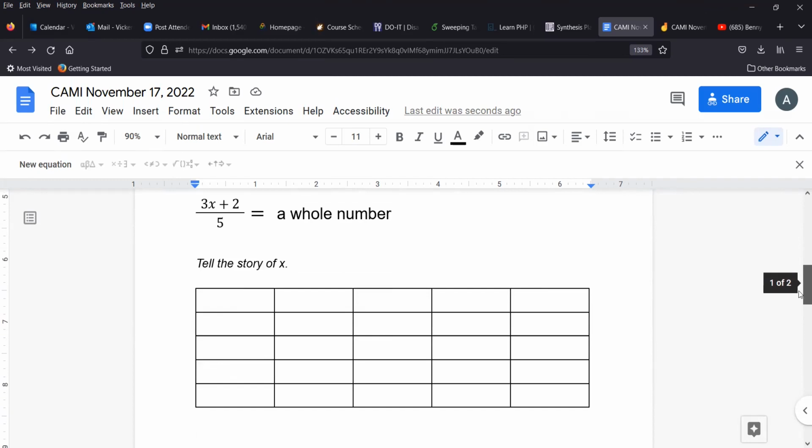So this time we have a different kind of equation. This equation says 3x plus 2 over 5, and we want it to equal a whole number. So if we tell the story of x, so the first step, hold on, I'm just looking.